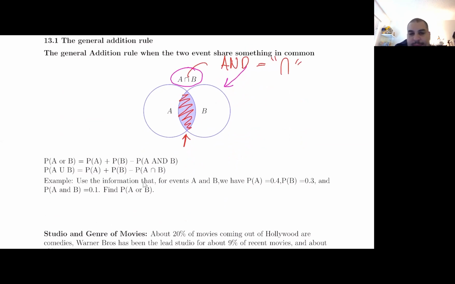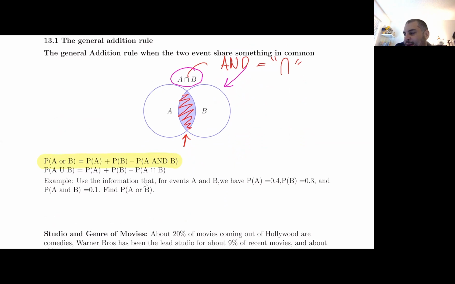If you notice right here, I put two formulas for you. If you don't really like the notation, like the U and the upside down U, you can just use the first formula. The first formula says the probability of A or B is equal to the probability of A plus the probability of B minus the probability of A and B.